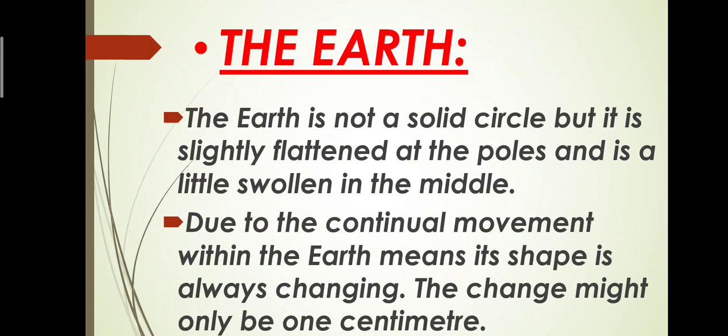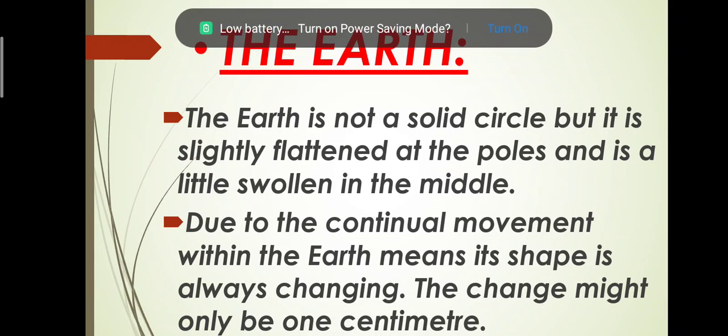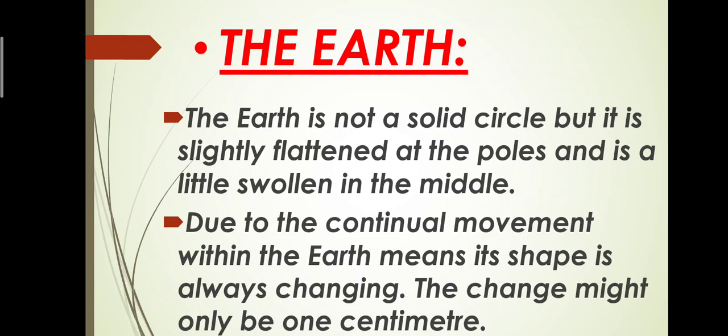Now, moving on towards the Earth. As you all know, the Earth is the planet on which we live. Now, what is the explanation about Earth? If we say that Earth is shaped like a sphere, it is almost right. A sphere is actually a solid circle, but the Earth is not quite a solid circle. The Earth is slightly flattened at the poles, at the ends, and it is a little swollen in the middle.